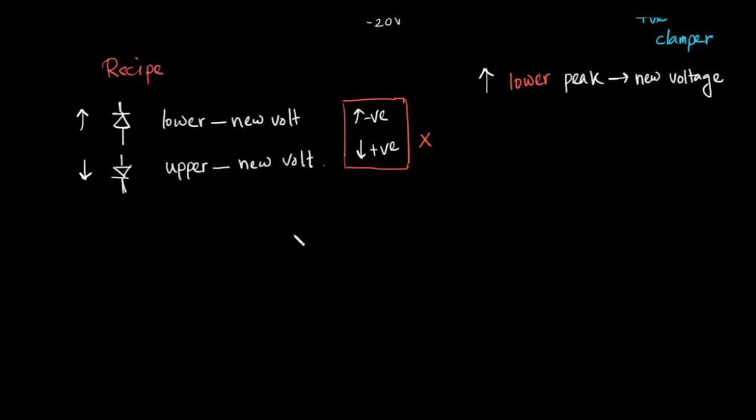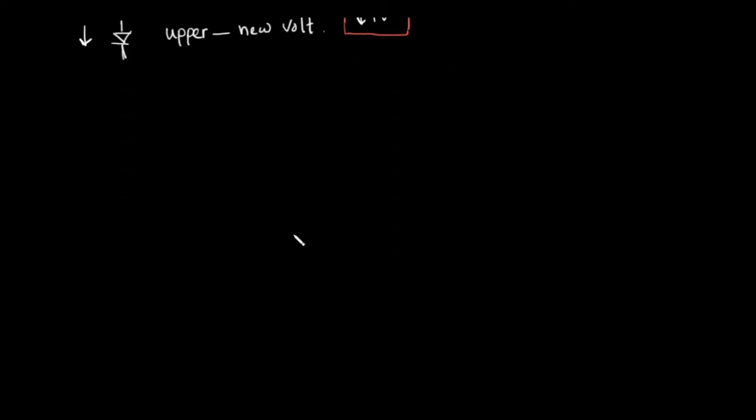You can actually cascade clamper and clipper circuits. All right, so let me just show you an example of cascading very shortly. Suppose I have a signal like this and I draw a clamper first.